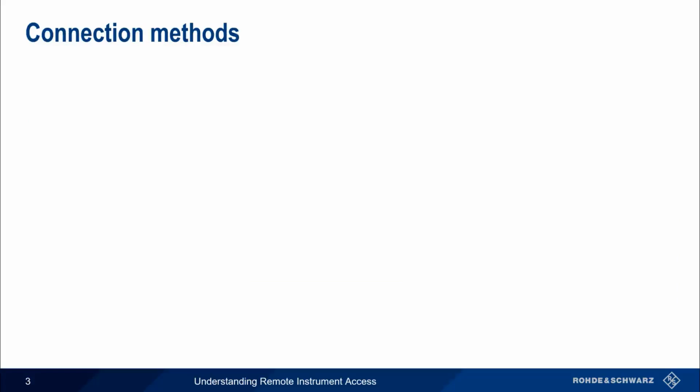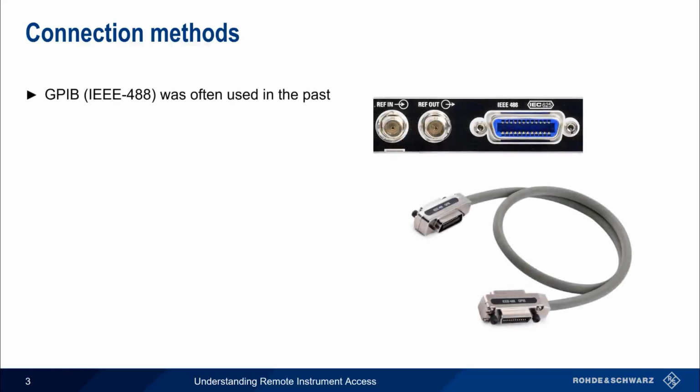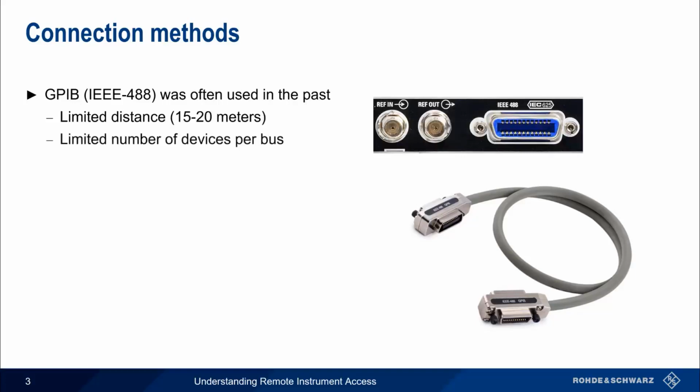The other important topic in remote access is the connection method. In the past, GPIB, based on the IEEE 488 standard, was one of the more common ways of remotely controlling or communicating with test and measurement instruments. There are, however, a number of issues with using GPIB for remote access. First, there's a maximum cable distance of about 15 to 20 meters, and there's also a limited number of devices that can be placed on a GPIB bus. Because GPIB is primarily intended for programmatic control, it's relatively low speed and generally doesn't support true remote GUI access.